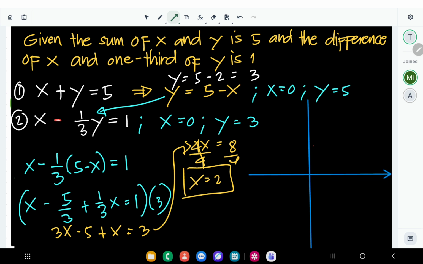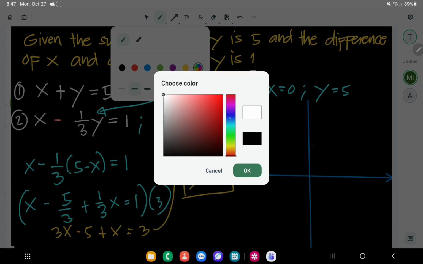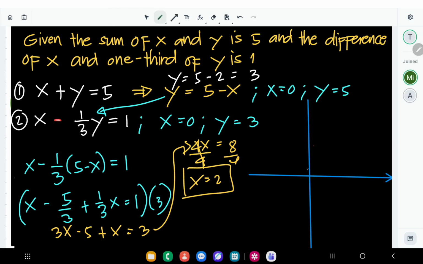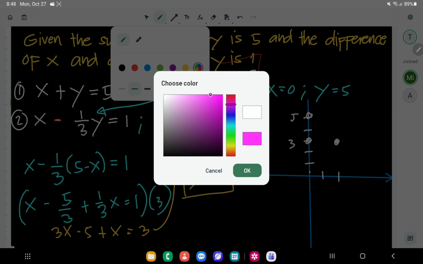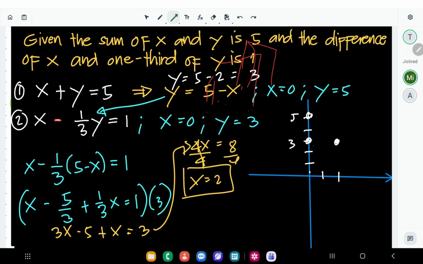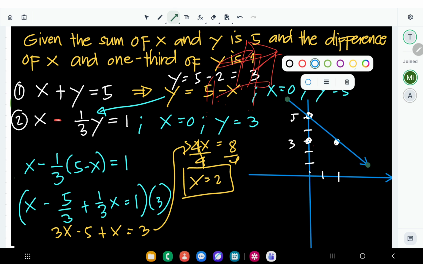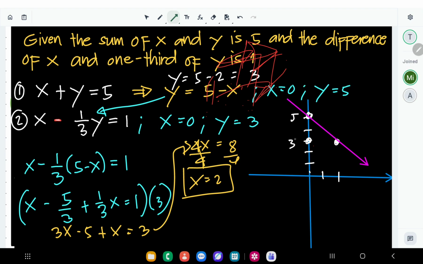We graph. Okay. When x is 0, y is 3. 1, 2, 3, 4, 5. This is 3. Okay. Then point of intersection is 2. 1, 2. Y is 3. Y is 3, yeah, here. So the graph should look like this. Let me graph it in pink. This one. Oh no, it should be this one. Okay, so the graph should look like this. This is the solution, 2, 3.